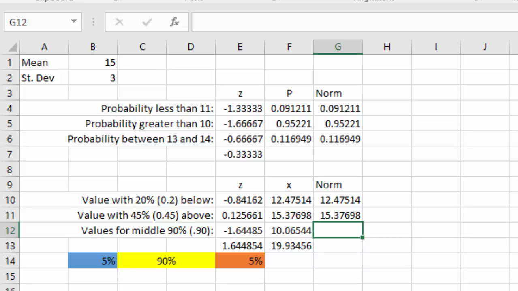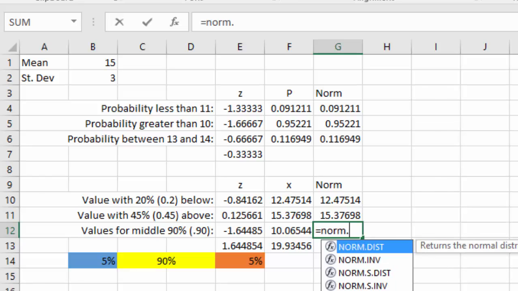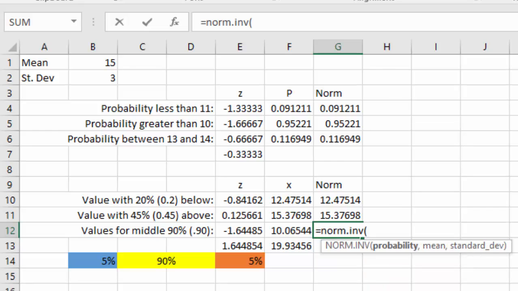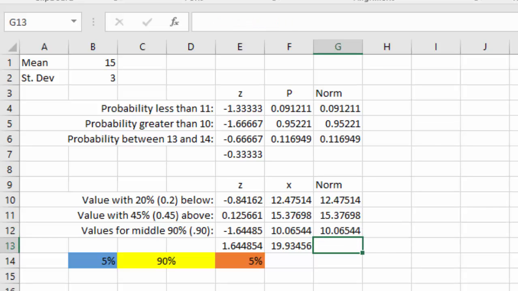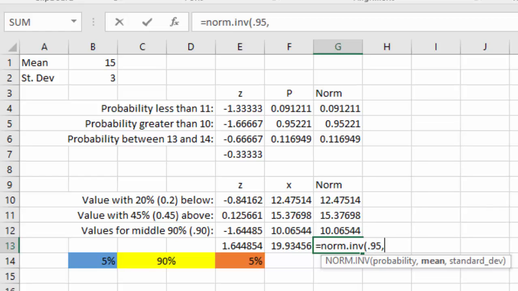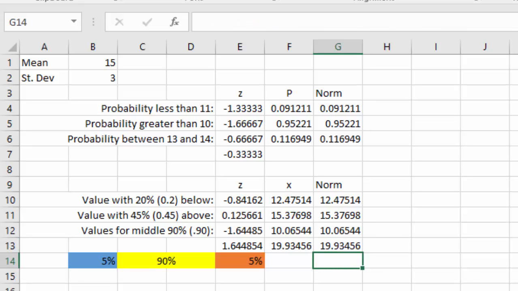For the middle 90%, very similar. We want the value for 5% to the left and the value for 95% to the left. So we'll say equals norm dot inverse, I N V. Probability of 0.05, mean of 15, standard deviation is 3. There's our 10. To get the larger value, equals norm dot I N V. Probability this time is 0.95, mean is 15, and the standard deviation is 3. And we get the exact same values.